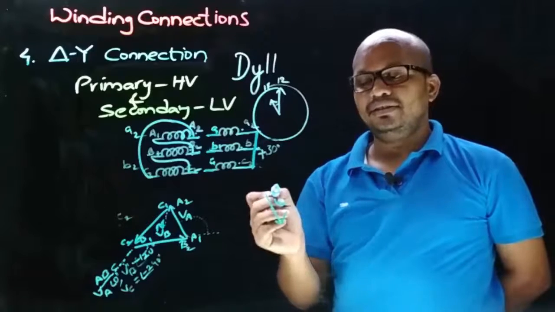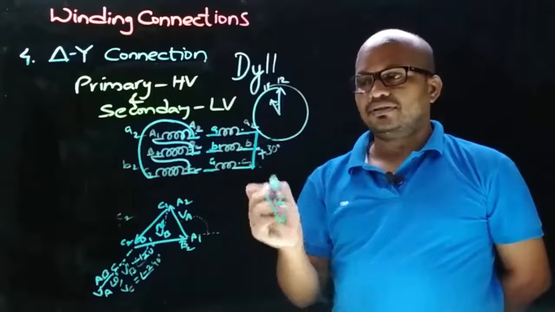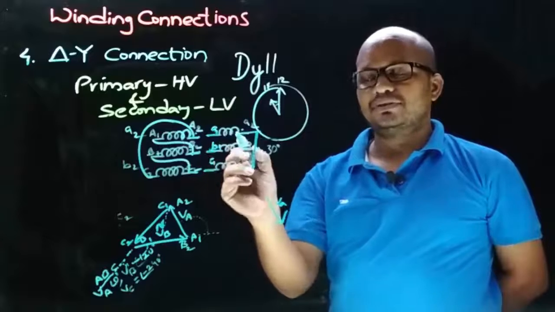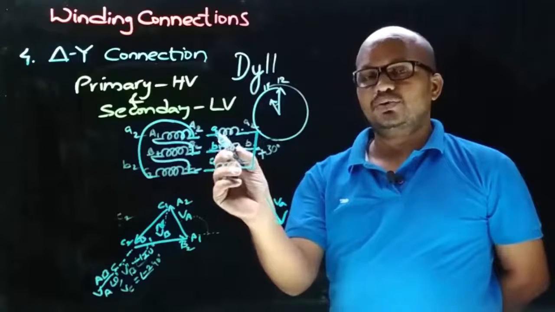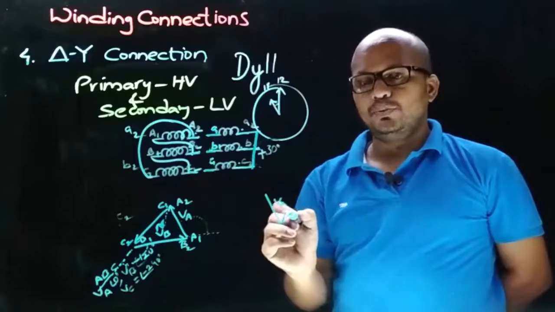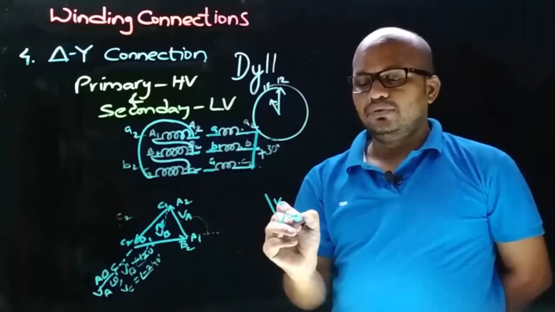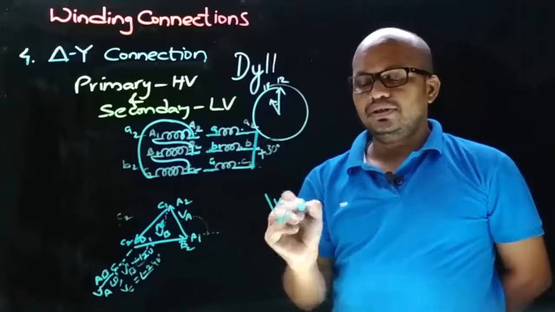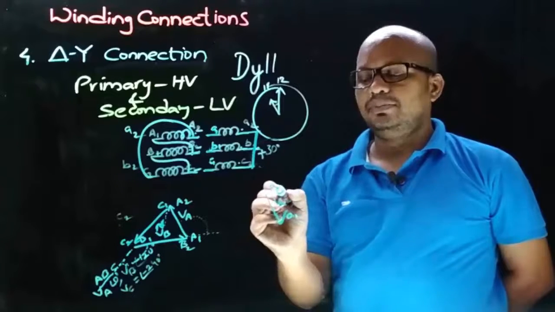Now, let's decide the terminals of the secondary side VA phasor. In the winding connection, observe that the connection is taken from the non-dot end terminal, that is A1, as the arrow will point towards the connection we took from. Therefore, the terminal here is A1, and the other end will be A2.